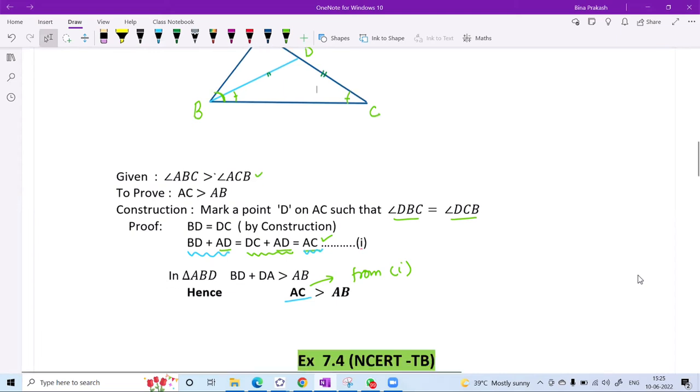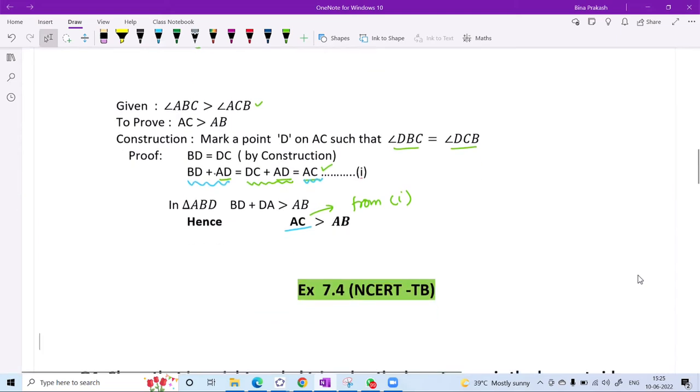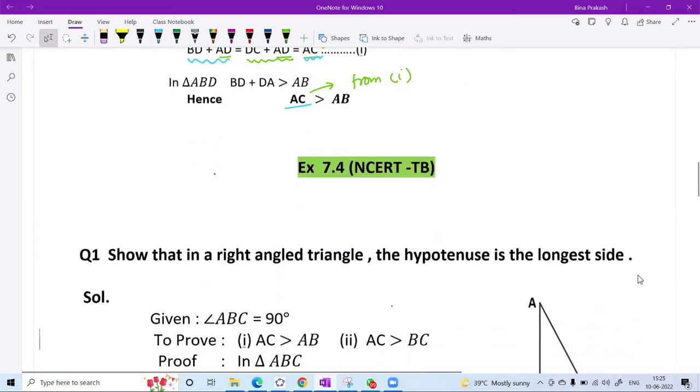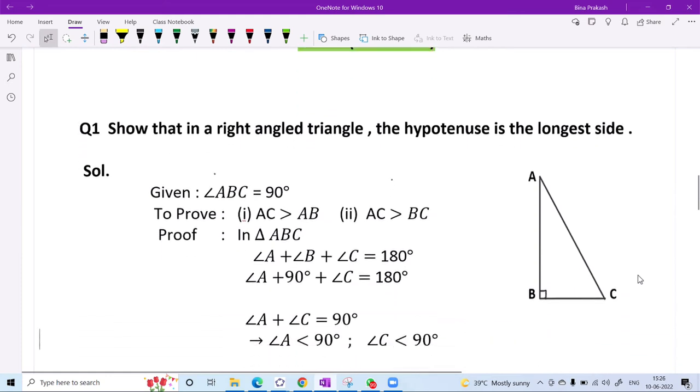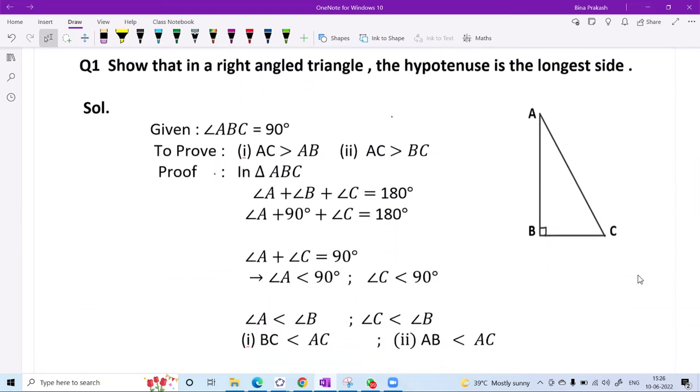Yes ma'am. Shall I go? So now we move on to the textbook questions from exercise 7.4. This is one very important question: in any right-angled triangle, we have to prove that the hypotenuse is the longest side. This is one of the very important facts about a triangle. We very often come across this information, and we'll need to remember it throughout.